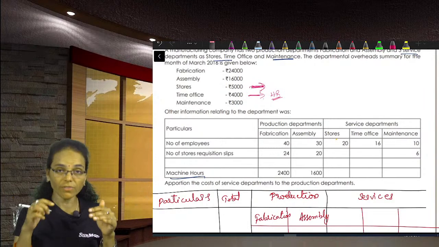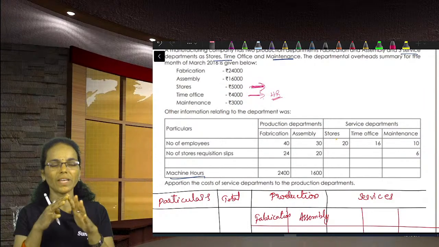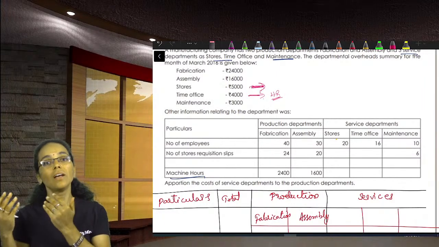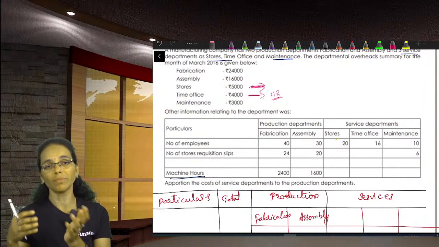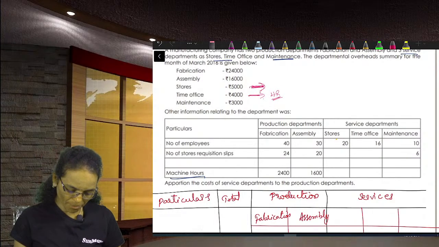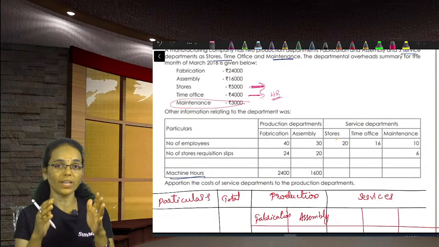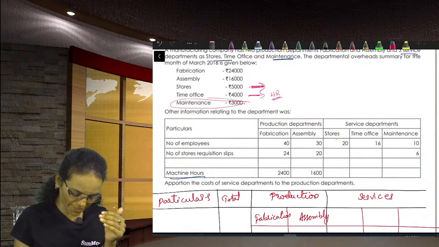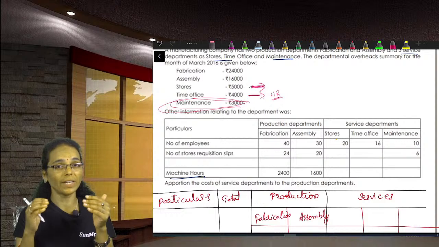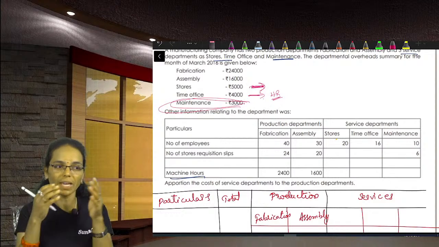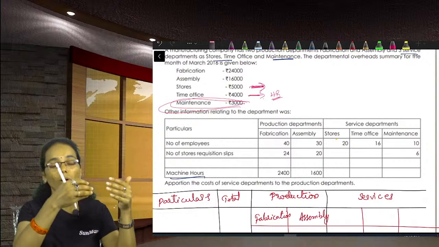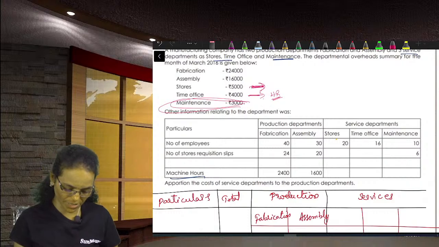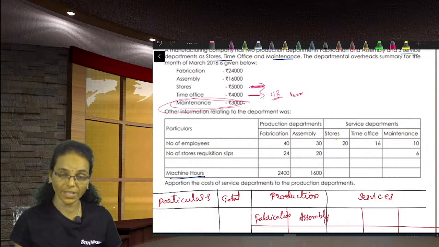So employees will be there among all the departments, whether it is a service department or a production department. Maintenance again, if you have any particular machinery, for that there might be some maintenance. So the highest service providing department, I can say, is the HR department. It is rendering services to all the departments irrespective of production and service departments.